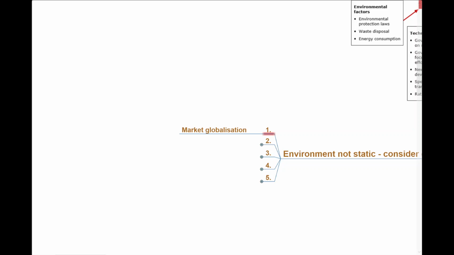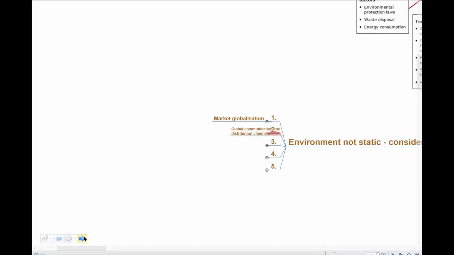The world is getting smaller. That's impacted upon by a number of different things, not least social media, improvements in transport, etc. So globalization has a major effect on all countries' markets, but also on global markets, clearly.